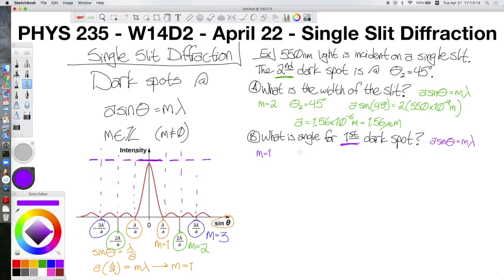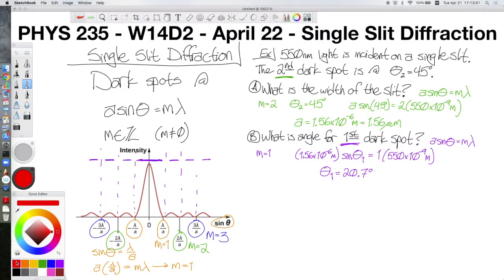Filling in our equation, now we know a, that 1.56 times 10 to the negative 6th meters, and we don't know theta, so I'll leave this as sine of theta 1. And that equals m, 1 in this case, times lambda, that same 550 times 10 to the negative 9th meters. From here, we can solve for theta 1, which gives us an angle of 20.7 degrees.